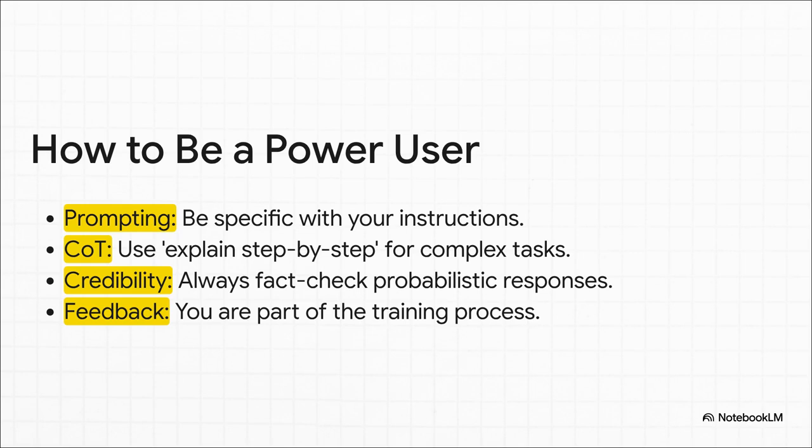So what does this all mean for you? Well, first, be specific in your prompts. Now you know why. The model was literally trained to follow detailed instructions. For tricky problems, trigger its chain of thought reasoning by saying things like, "explain step by step." And because it's all based on probability, you should always fact-check anything important. And last but not least, remember that you're part of this whole system. Your feedback actually helps these models get better over time.